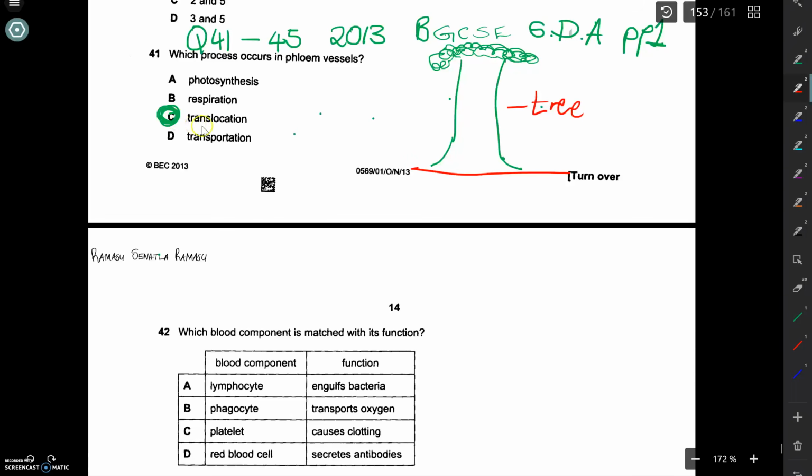So then translocation is the process by which the food or the carbohydrates manufactured in the plant leaves are transported around the plant, right? The process by which the food manufactured in the leaves is transported in the plant. So that is what translocation is, right?